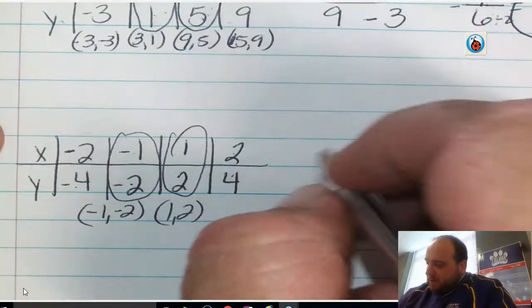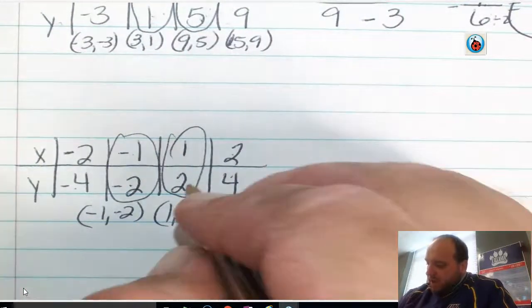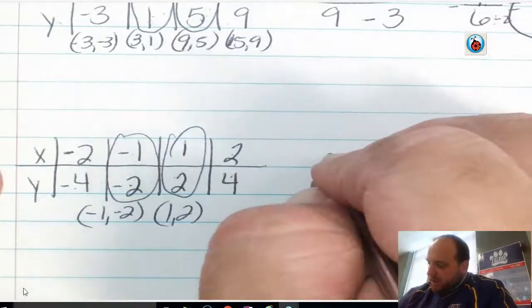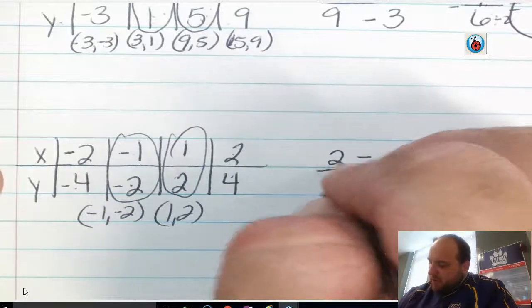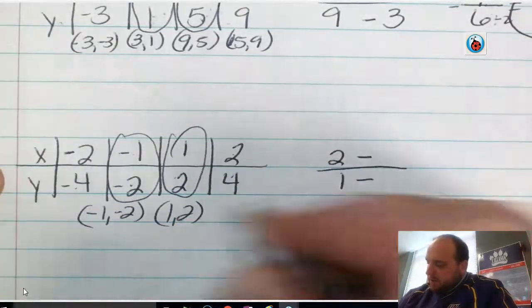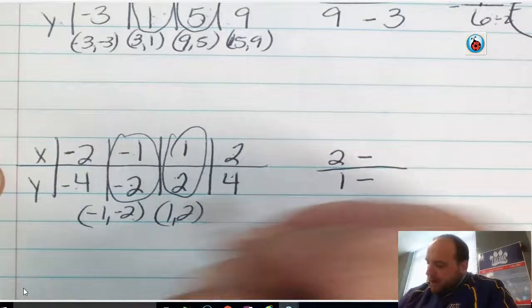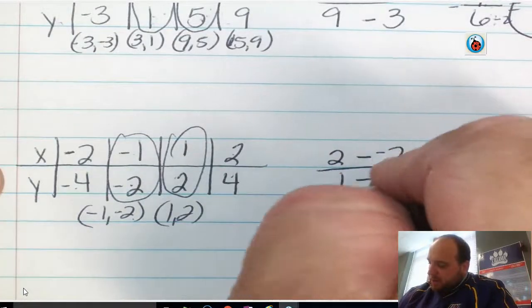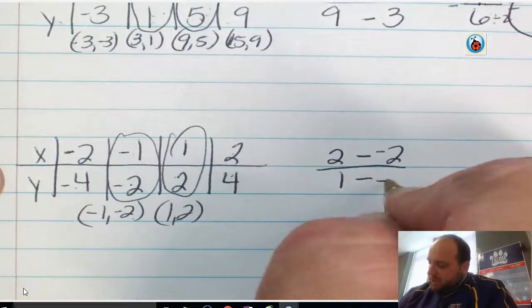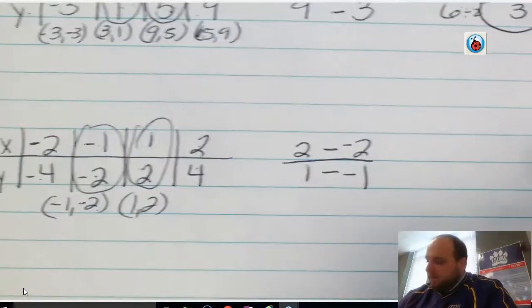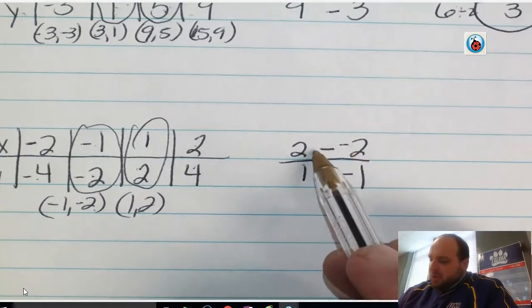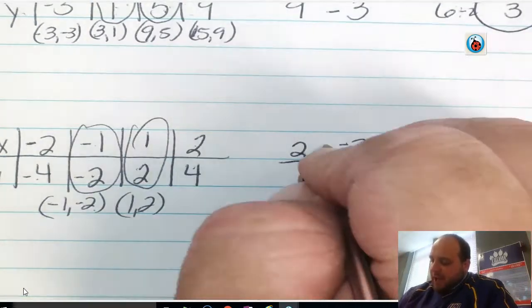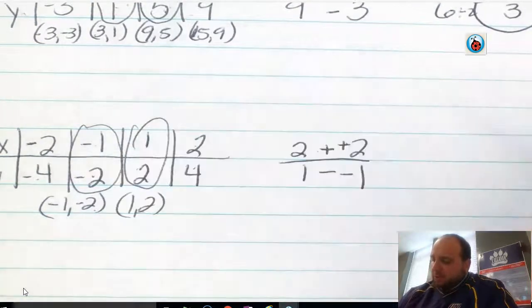Right? So I'm going to do the change in y over the change in x. I'm going to use this coordinate and write 2 over 1, because this is the y coordinate and this is the x coordinate. Now I'm going to put the y coordinate for this one, which is -2, and the x coordinate, which is -1. In this problem, I have 2 minus a negative. When you subtract a negative, it is like adding a positive, so it's going to be like adding 2.